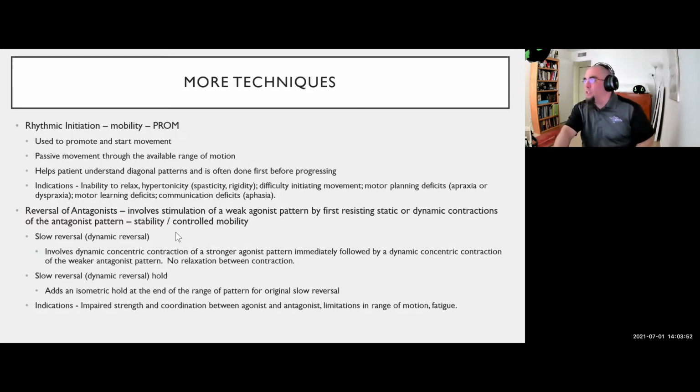All right, so reversal of antagonist involves stimulation of weak agonist pattern by first resisting a static or dynamic contraction of the antagonist pattern. It's also known as slow reversal. So if I start moving you out into D1 extension, D1 extension, if you are doing an antagonist pattern to that, what are you going to be doing? Pushing into D1 flexion? Yeah, right.